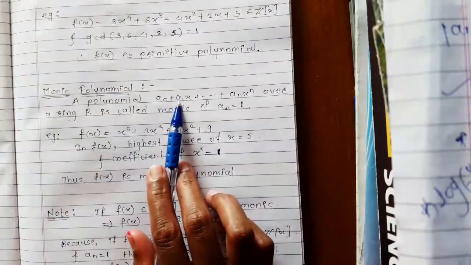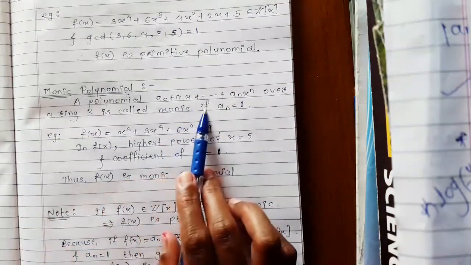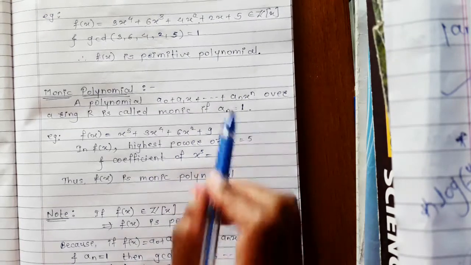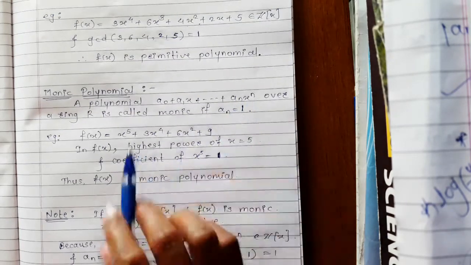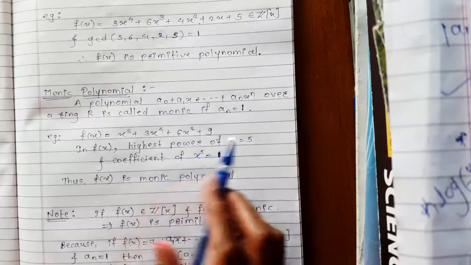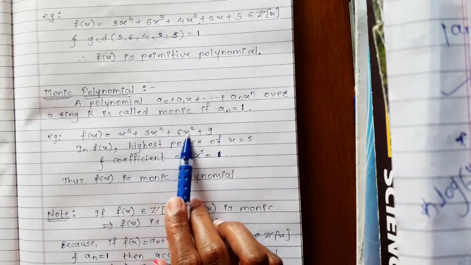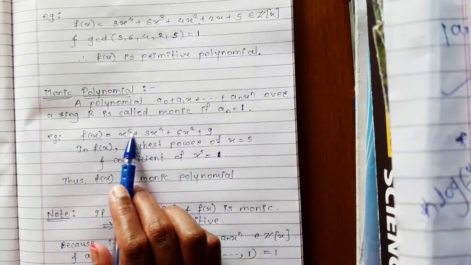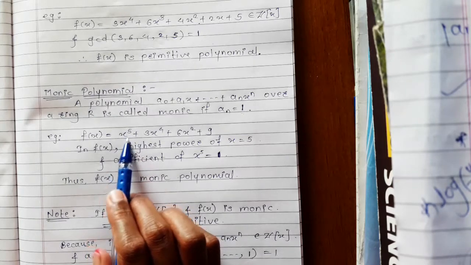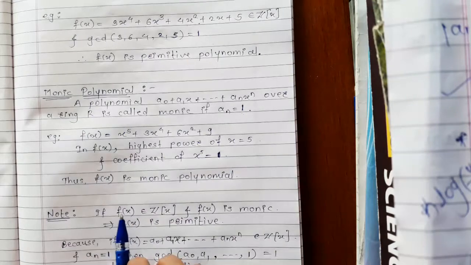A polynomial a0 + a1x + up to anx^n over a ring R is called monic if an is equal to 1. That is, if the coefficient of the highest power of x is 1, then the polynomial is a monic polynomial. For example, f(x) = x^5 + 3x^4 + 6x^2 + 9. In this polynomial, the highest power of x is 5 and the coefficient of x^5 is 1. Therefore, f(x) is a monic polynomial.